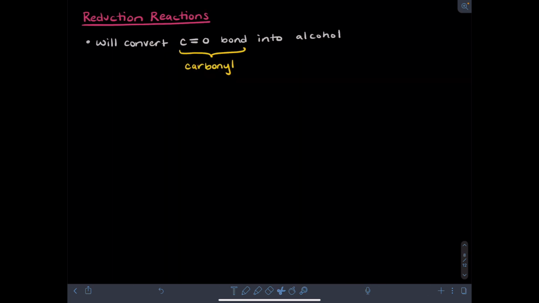The reduction reactions I'll be talking about today convert a carbon-oxygen double bond into an alcohol. A term I might use to describe the carbon-oxygen double bond is that I can refer to that group as a carbonyl. I'll discuss 3 methods. The first of these is hydrogenation of ketones or aldehydes.